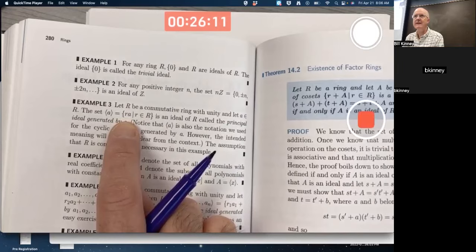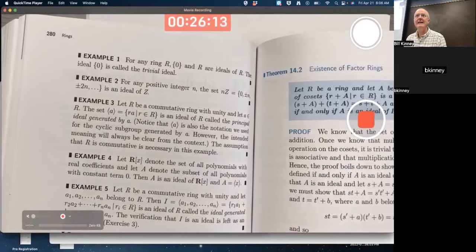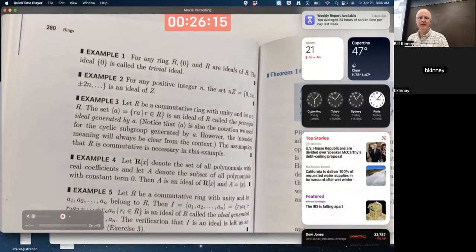Could it possibly equal the cyclic subgroup generated by A? Yes, it could.